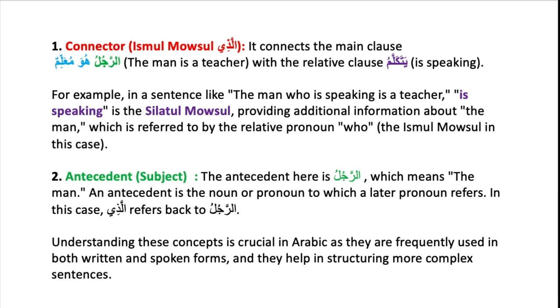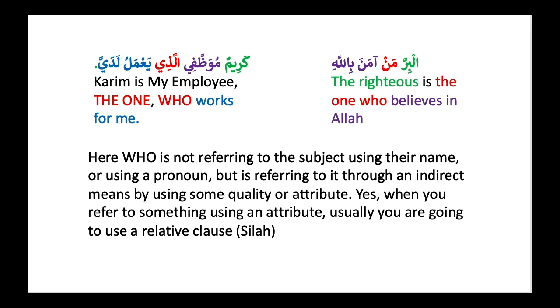Point number 2, antecedent or subject. Antecedent here is ar-rajulu, which means the man. An antecedent is the noun or pronoun to which a later pronoun refers. In this case, allazi refers back to ar-rajulu. Understanding these concepts is crucial in Arabic as they are frequently used in both written and spoken form, and they help in structuring more complex sentences. Let's look at some examples. Kareemun muwazzafil ladzi ya'malu ladayya.